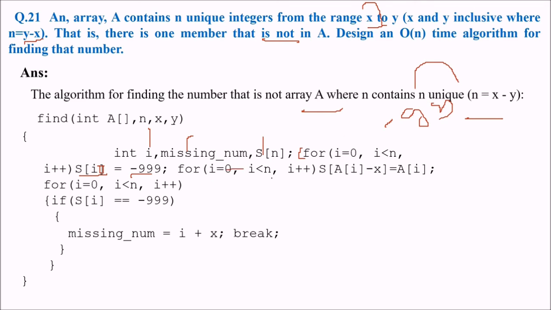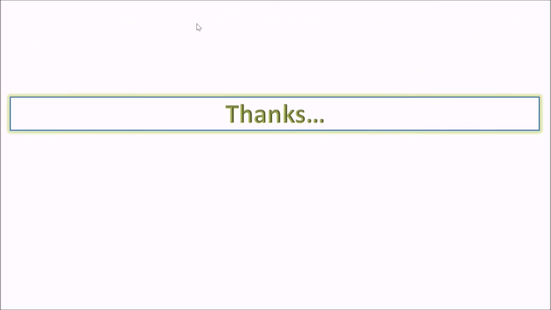We start from 0 to n, and we mark S[A[i] minus x] for each element. Then we use another for loop, i equal to 0, i less than n, i plus plus. If S[i] equals minus 999, then the missing number will be nothing but i plus x, and we break. This is the algorithm of order n.